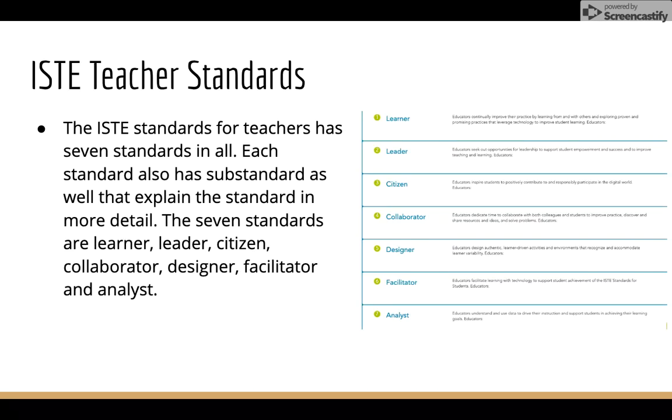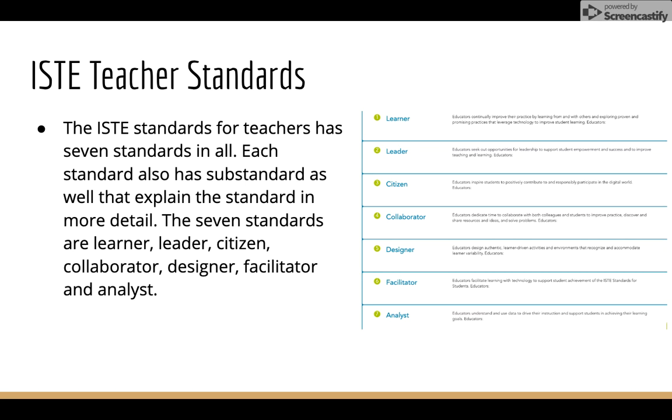So the ISTE standards for teachers has 7 standards in all. Each standard also has substandards as well that explain the standards in more detail. So basically, there are 7 standards: learner, leader, citizen, collaborator, designer, facilitator, and analyst. I have a picture up here on the screen. The 7 standards each are broken down into at least 3 substandards, and some have 4. The substandards just give a more in-depth look at the standards.